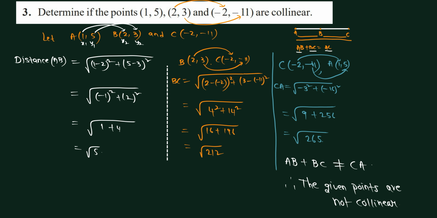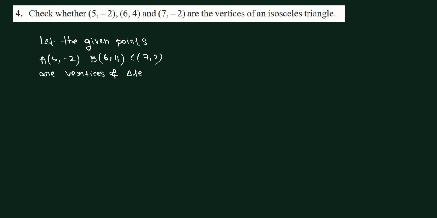Check whether the given 3 points are vertices of an isosceles triangle. So first you write down like this. Let the given points A, B, C be vertices of a triangle. To prove the isosceles triangle, we need to prove any two sides of the triangle are equal. So for that you find the distance AB.